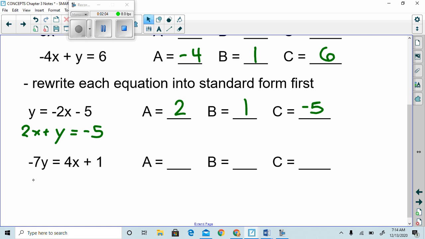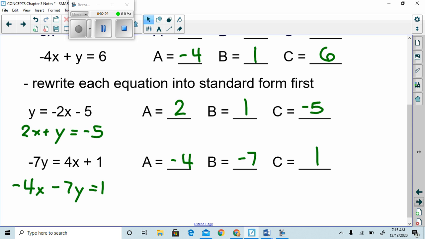Let's do one more. Let's move this x term over by one inverse operation. We need to subtract it over. And I see my a is -4, my b is -7, and my c is 1. So I wanted just to familiarize you a little bit with how to write something in standard form.